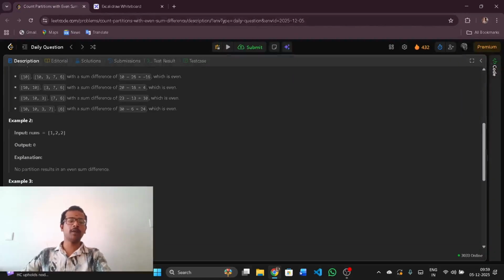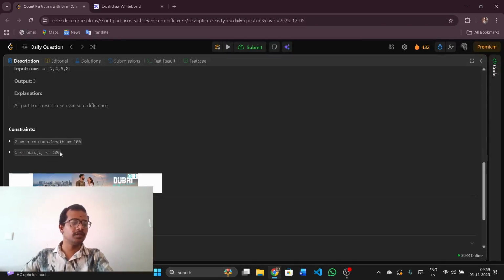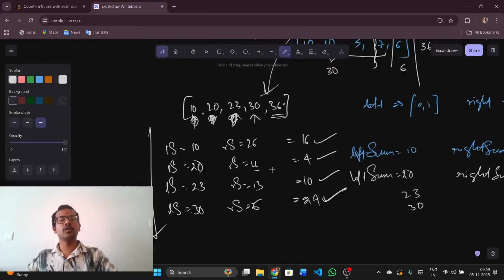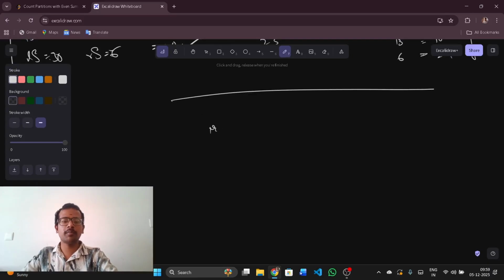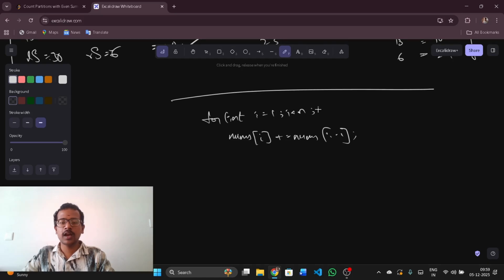If you do a brute force, the constraints are small here, so brute force might also work. But for the code, instead of using a prefix sum array, which adds to the space complexity, we'll just use the nums array itself. So nums of i plus equals nums of i minus 1, starting with int i equal to 1 and i less than n, i plus plus, since nums of 0 has no previous element. And I'll have int count equal to 0.